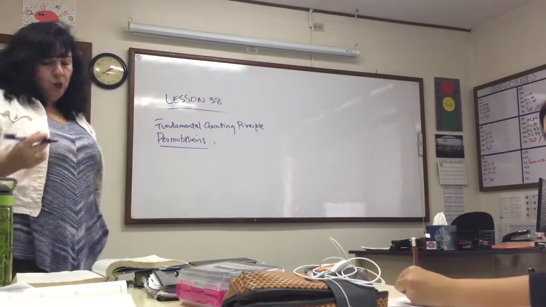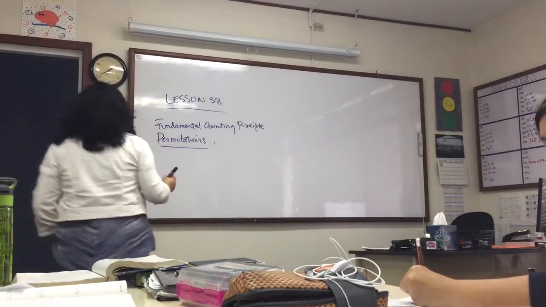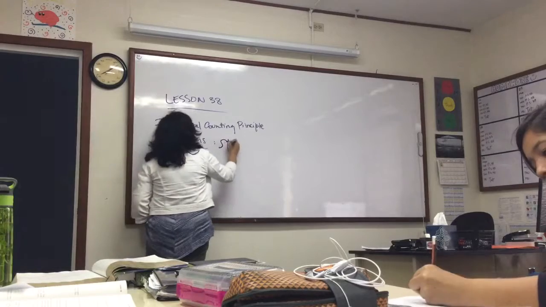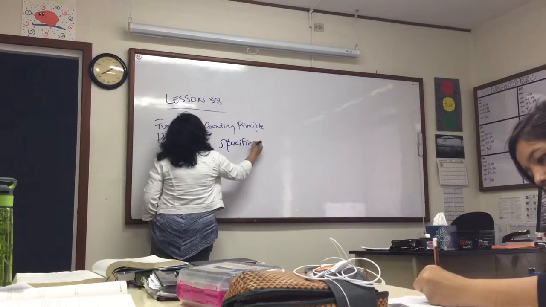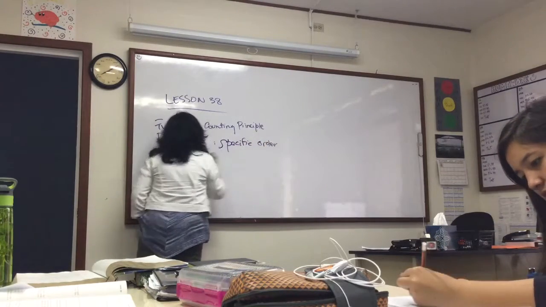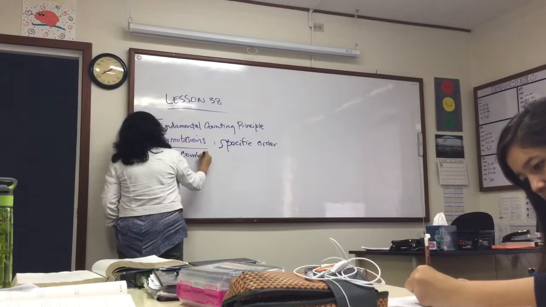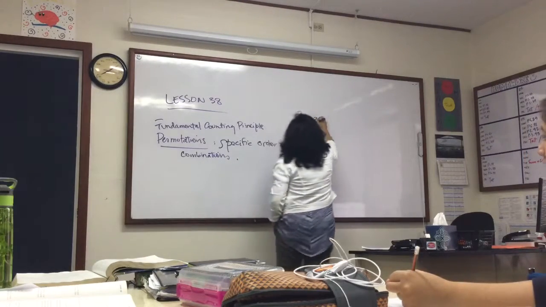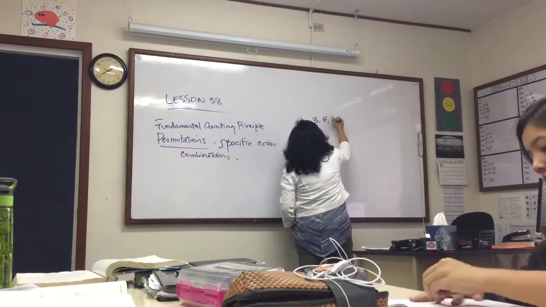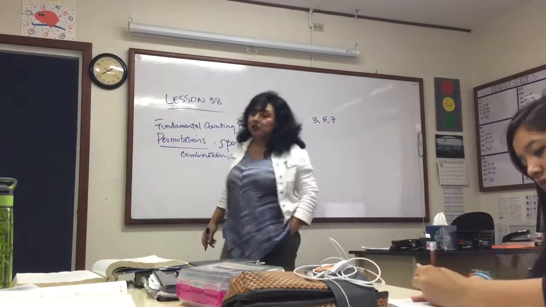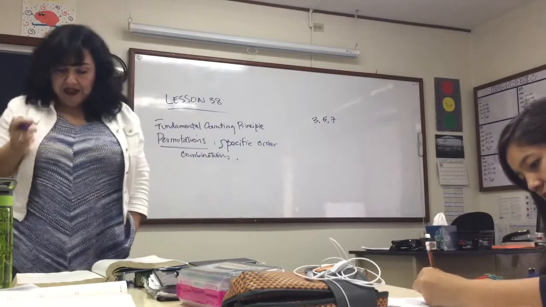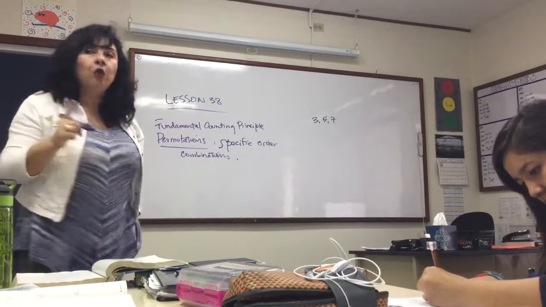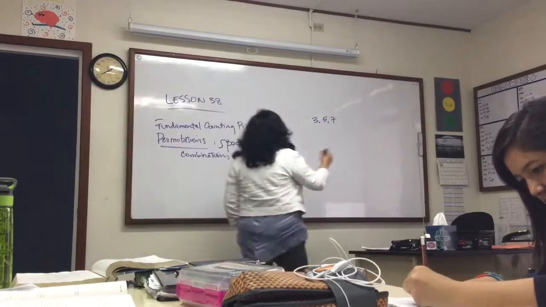how many ways can the numbers 3, 5, and 7 be arranged in order if no repetition is permitted? No repetition.